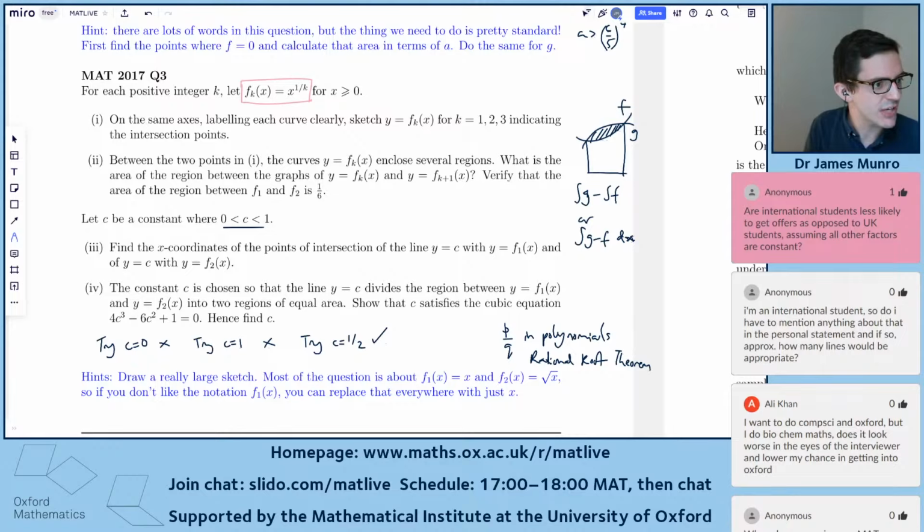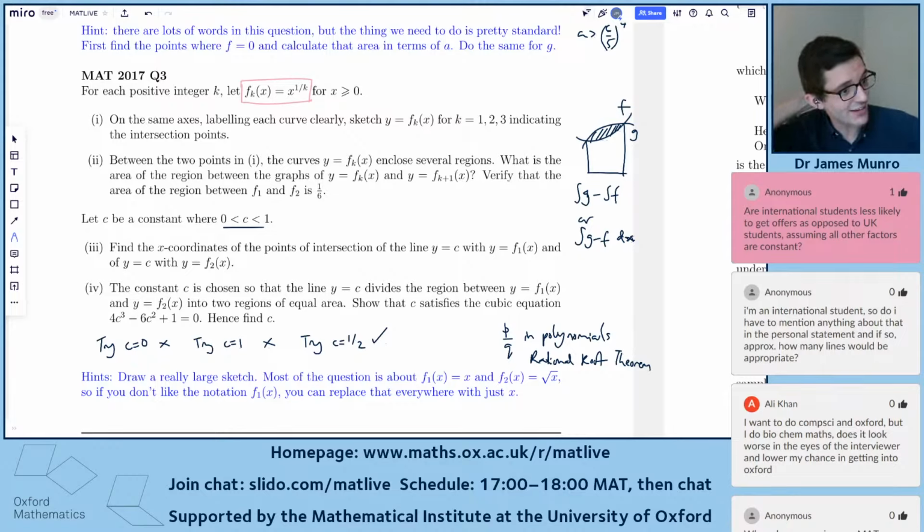Are international students less likely to get offers as opposed to UK students, assuming all other factors are constant? No, and again, we're assuming all other factors are constant, so hold everything constant, differentiate. No, we don't have a quota of international students, we don't have a quota of UK students, we don't mind. When we're making the offers, we look at who's good at maths. Good. Okay.